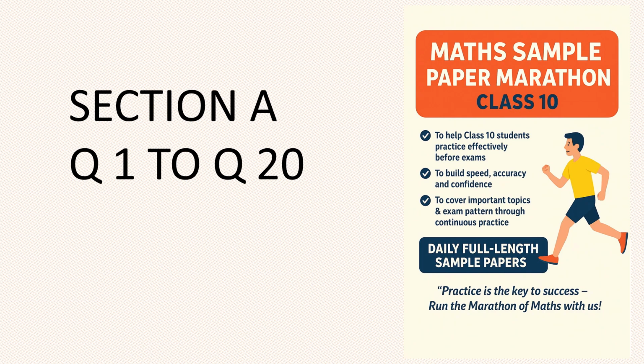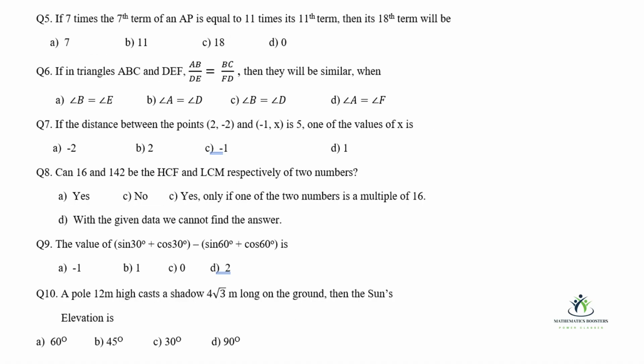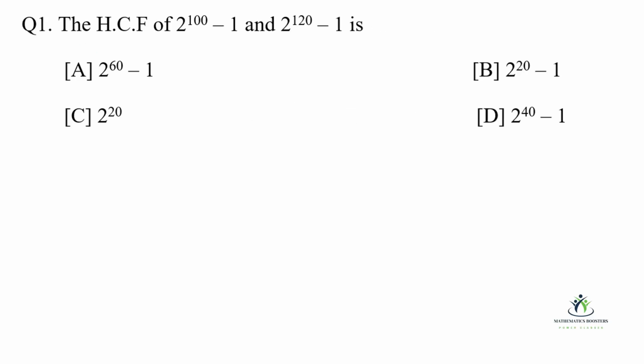Okay, let's get started with the sample paper marathon section A. There are 20 questions. We try to solve these 20 questions in 20 minutes. Let's get started. HCF of 2 raised to the power 100 minus 1, 2 raised to the power 120 minus 1.